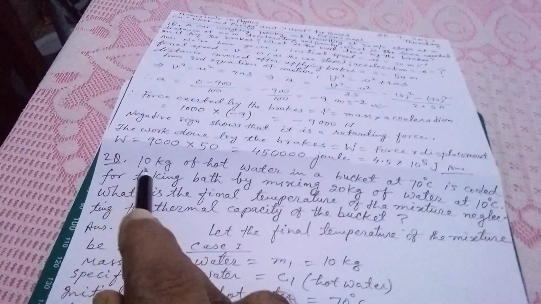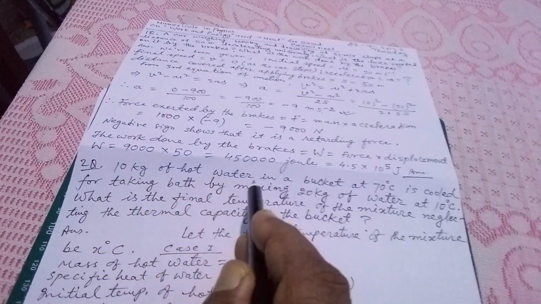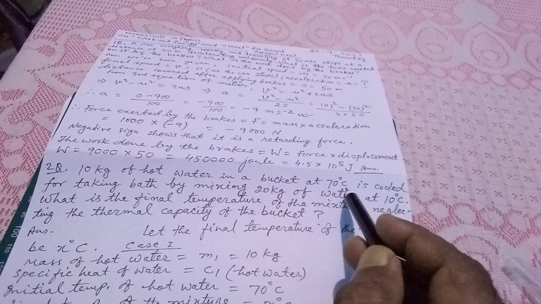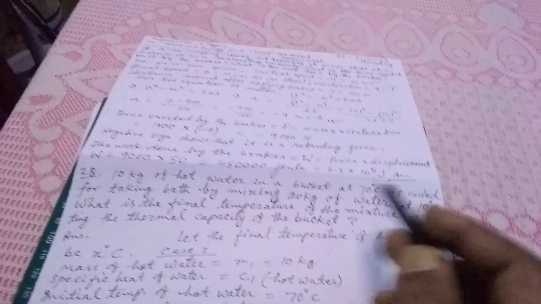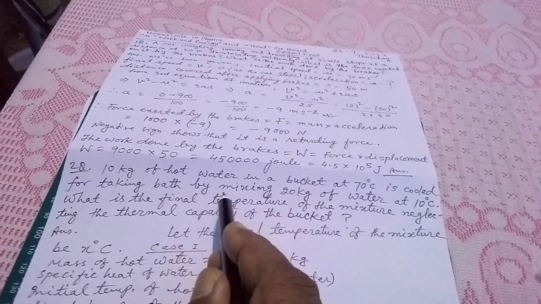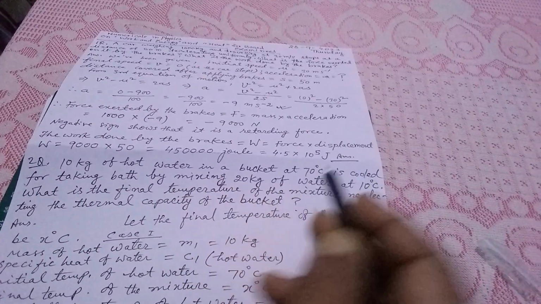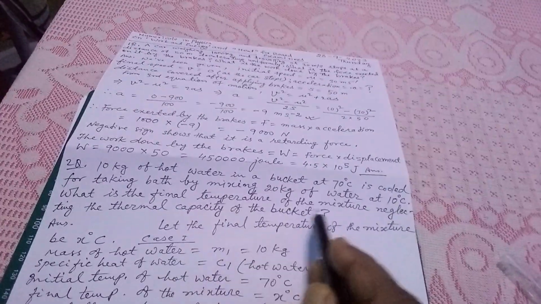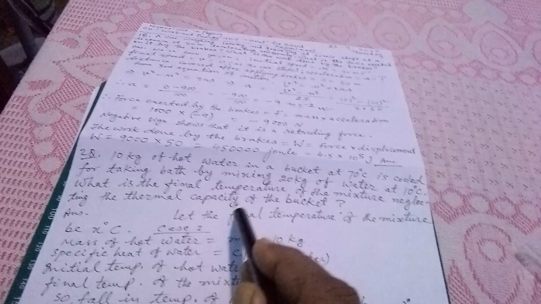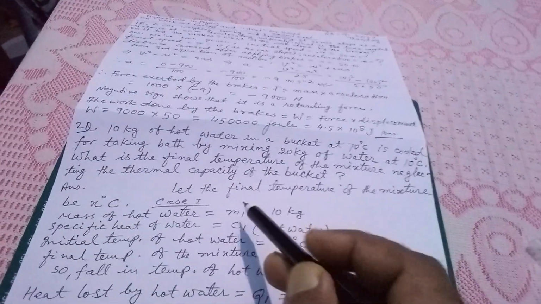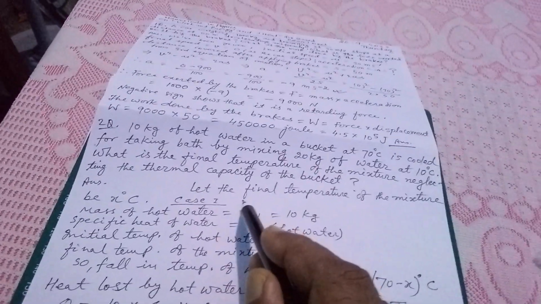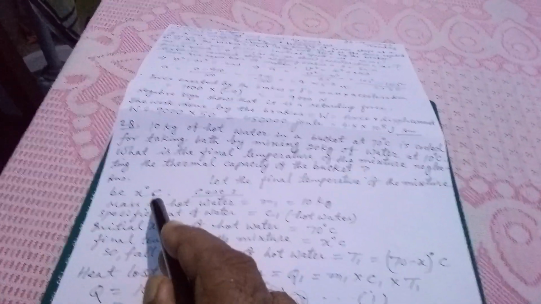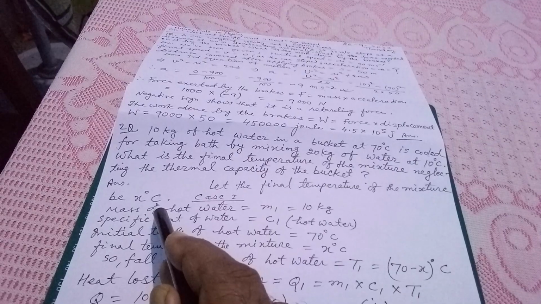from heat. The question is: 10 kg of hot water in a bucket at 70 degrees Celsius is cooled for taking a bath by mixing 20 kg of water at 10 degrees Celsius. What is the final temperature of the mixture, neglecting the thermal capacity of the bucket? So first of all, we suppose that the final temperature of the mixture is x degrees Celsius.